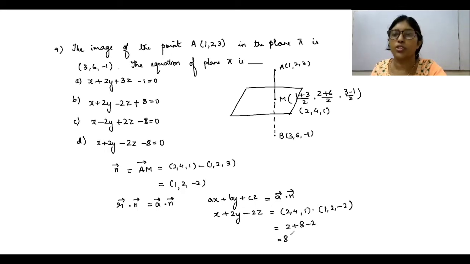Let's see which option we have now. x plus 2y minus 2z minus 8. Oh, not this one, sorry. It is the option which has plus 2z.